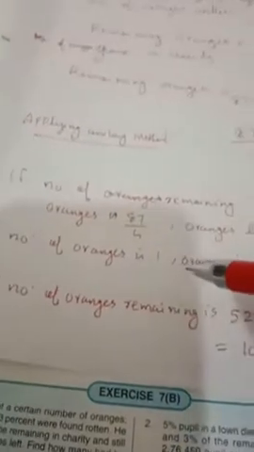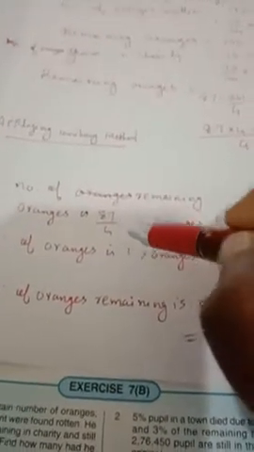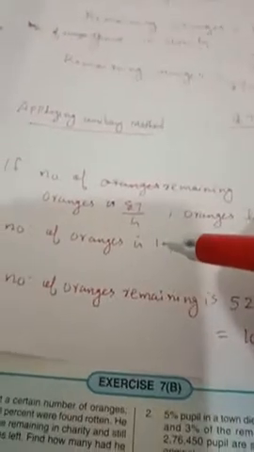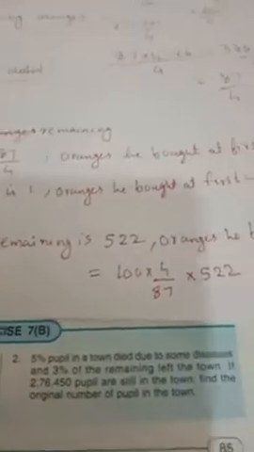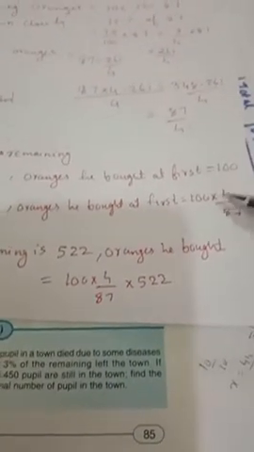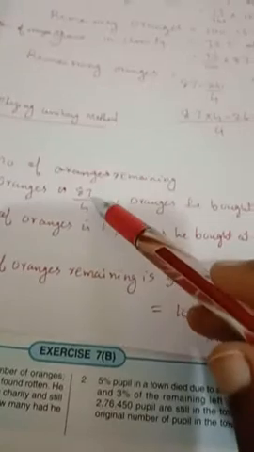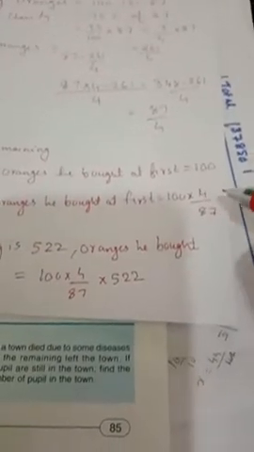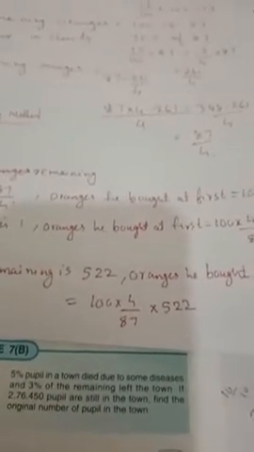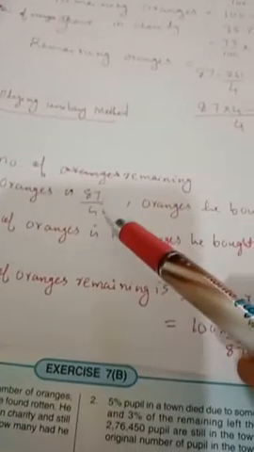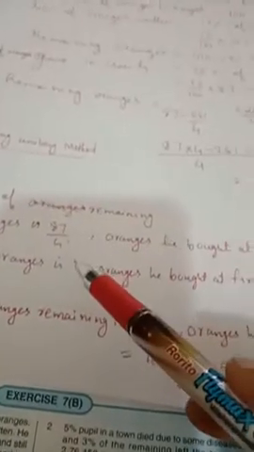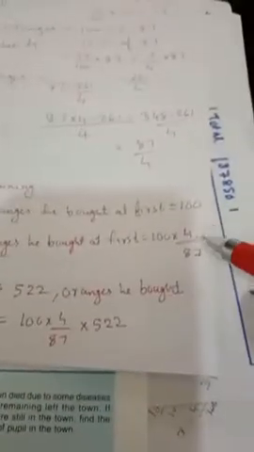Then if the number of oranges is 1, here 87 by 4, then by the unitary method we want to find the quantity of 1. The oranges he bought at first is equal to 100 into, here 87 by 4, when we move to the opposite side, it becomes 4 by 87. To find the quantity of 1, we want to divide. Dividing by 87 by 4 means multiplying by the reciprocal, that is 4 by 87.